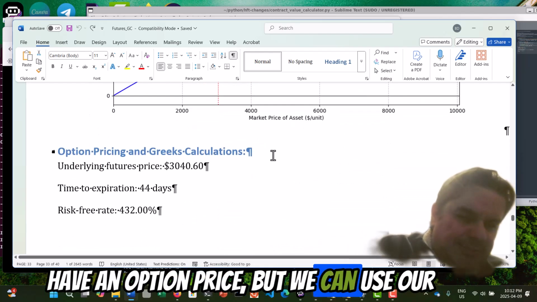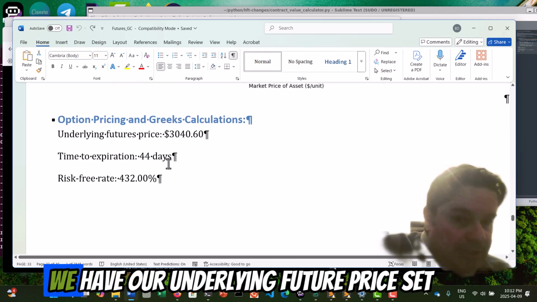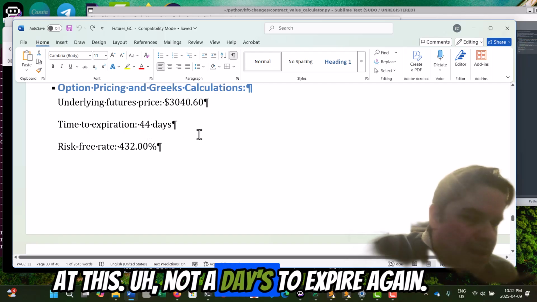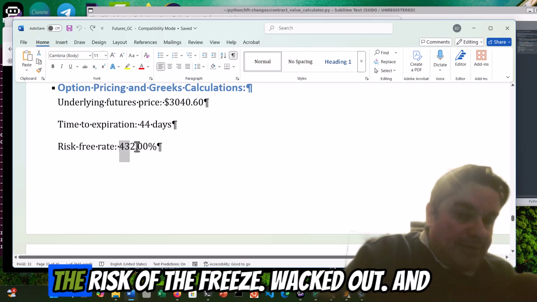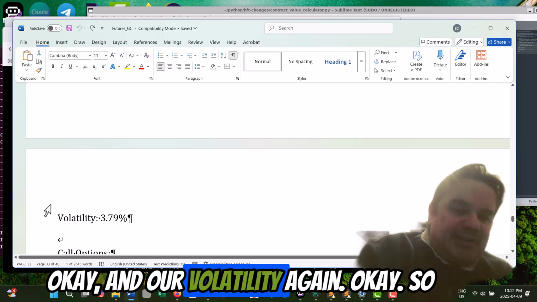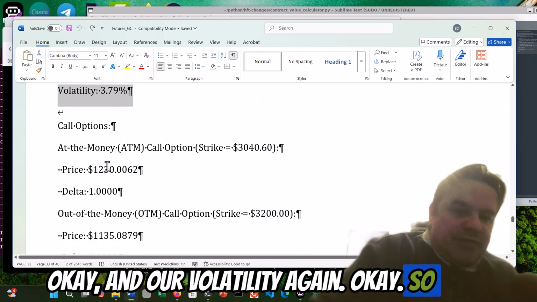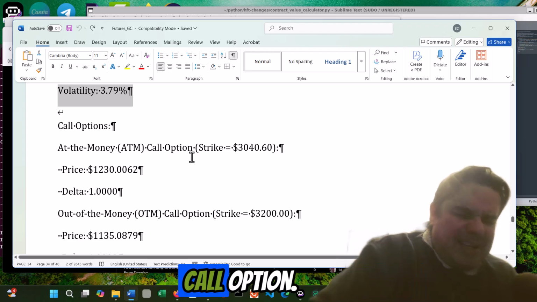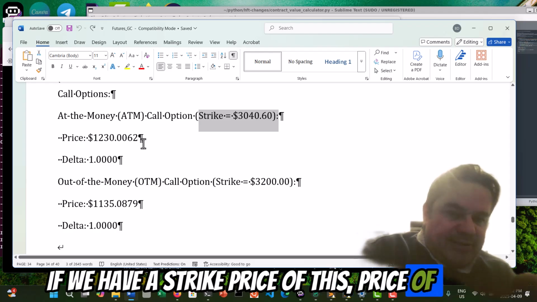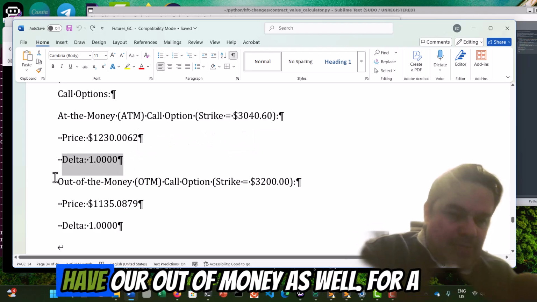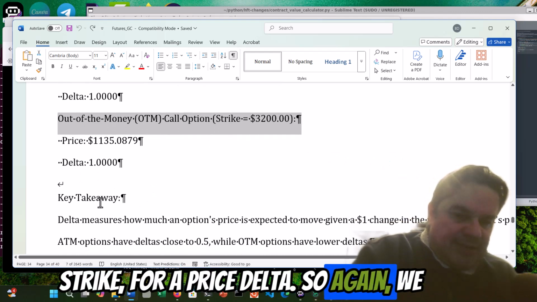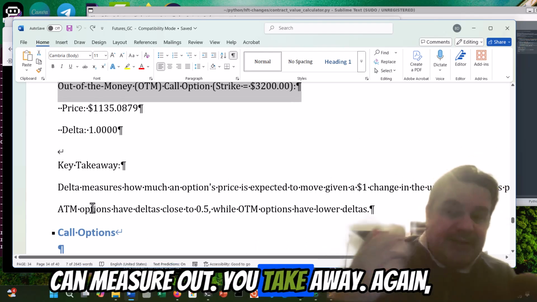Okay, so we have an option price, but we can use our Greek analysis, the calculations. We have our underlying future price set at this amount of days to expire. Again, the risk free is whacked out, man. Okay, and our volatility again. So if we have a call option at the money, if we have a strike price of this, price of that, plus the delta, and then we also have our out of the money as well for strike, current price, delta. So again, we can measure out key takeaways.